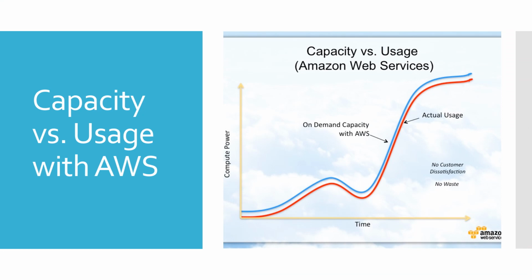Understanding your capacity and usage in Amazon Web Services is important for managing your costs and optimizing your resources. By monitoring your usage, you can identify areas where you may be over-provisioned and adjust your capacity accordingly. In Amazon Web Services, you are typically charged based on your actual use of resources, not based on the capacity that you have provisioned.